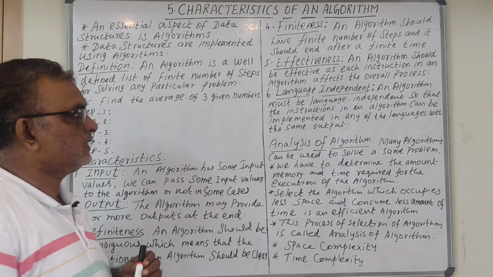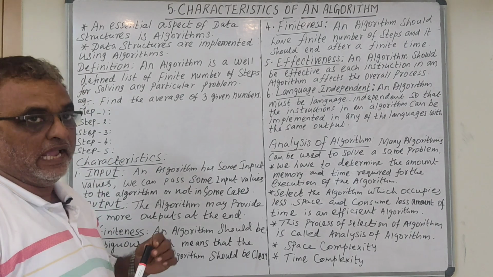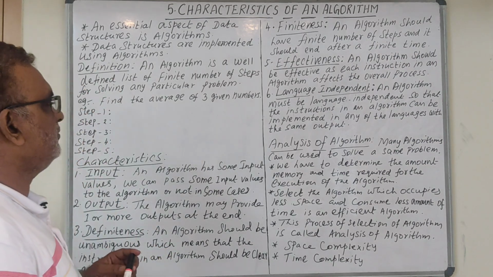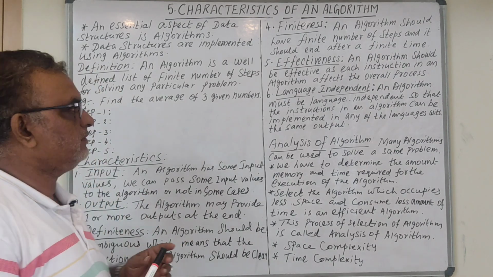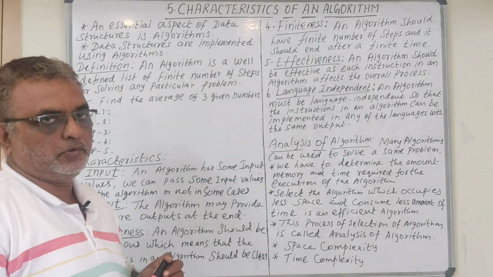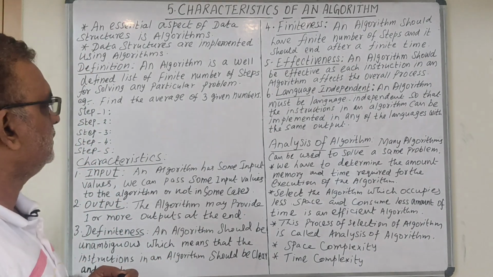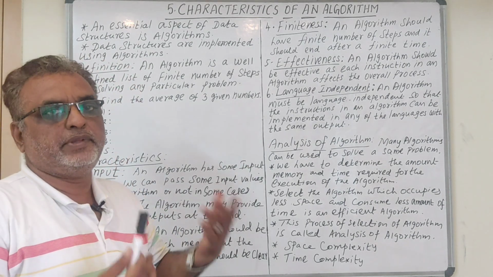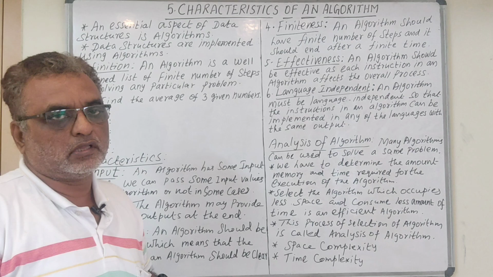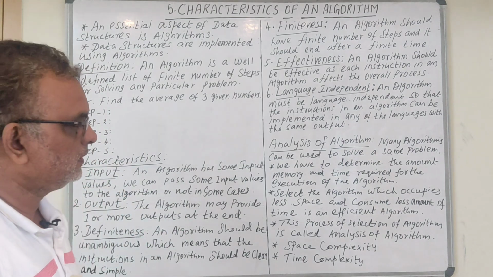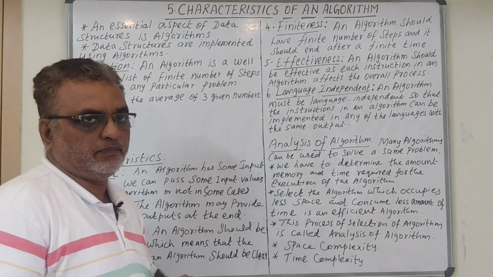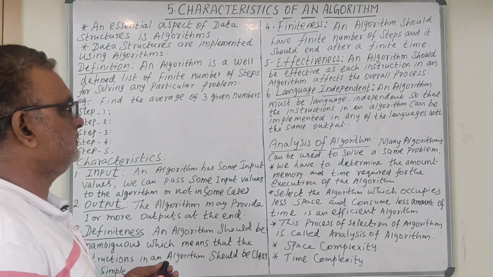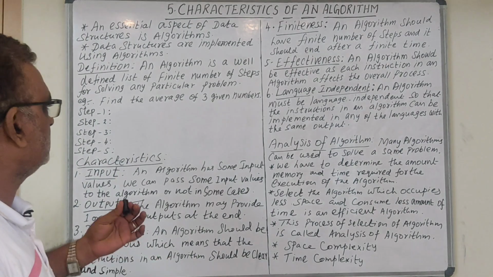What is an algorithm? An algorithm is a well-defined list of a finite number of steps for solving any particular problem. For solving one particular problem, there may be more than one algorithm available. Here, let us see an example of how to find the average of given three numbers.